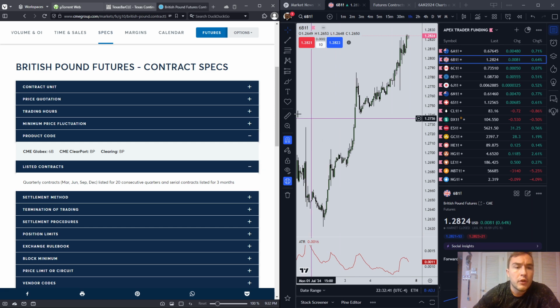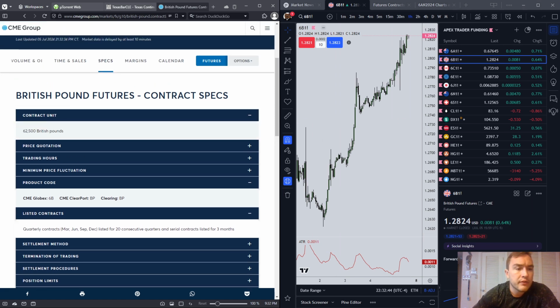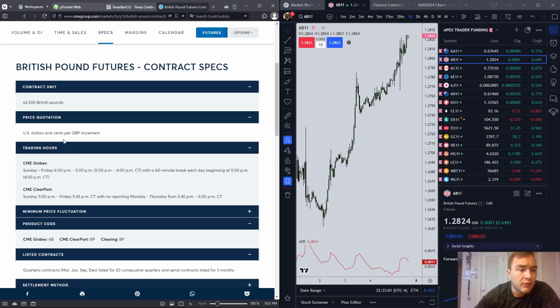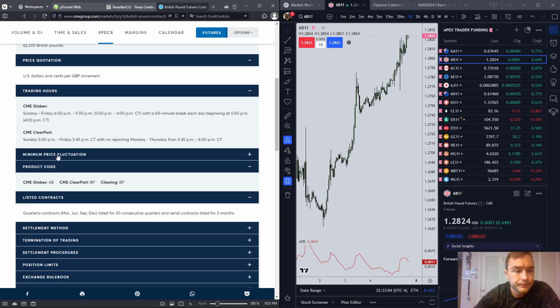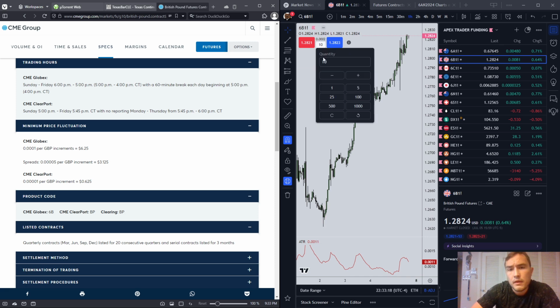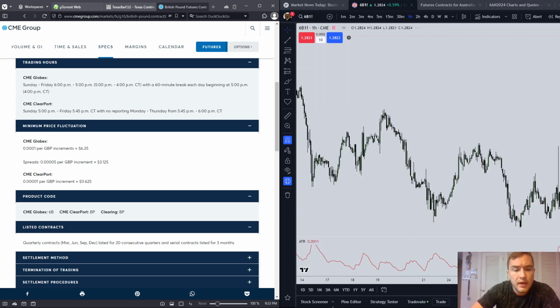You can see that there are a number of contracts throughout the year. Okay, so the British pound futures here, the contract unit is 62,500 British pounds. So every time that you trade one unit of these 6B, in other words, British pound futures, you're notionally trading 62,500 British pounds. A price quotation is US dollars and cents per British pound increment. The minimum price fluctuation on the CME Globex is 0.0001 per GBP.